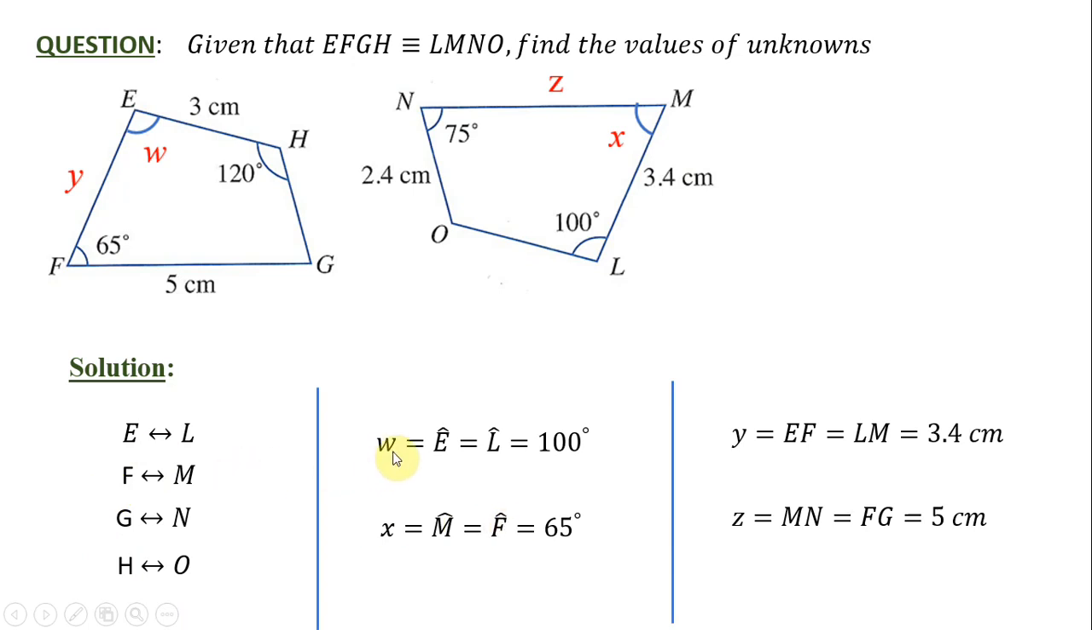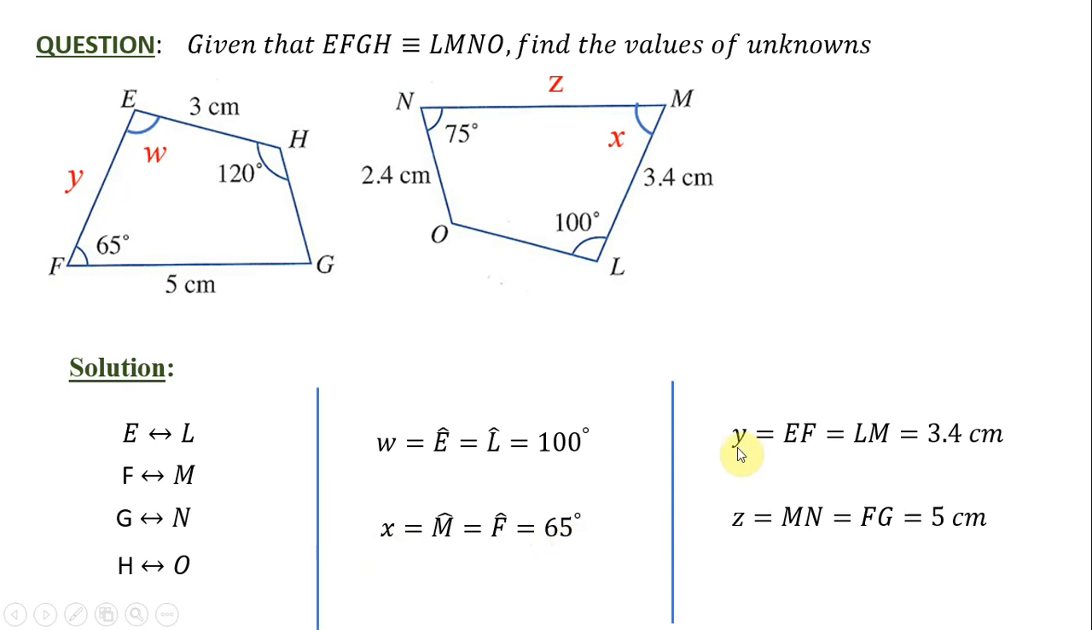Now we are going to find the unknowns. W is at angle E. E is corresponding to L and the value of L is 100 degree. The corresponding angles are equal in congruent figures, so W is 100 degree. X is the angle, that is the angle M. M is corresponding to F, so M and F are corresponding angles, both are equal, so X is also 65 degree.